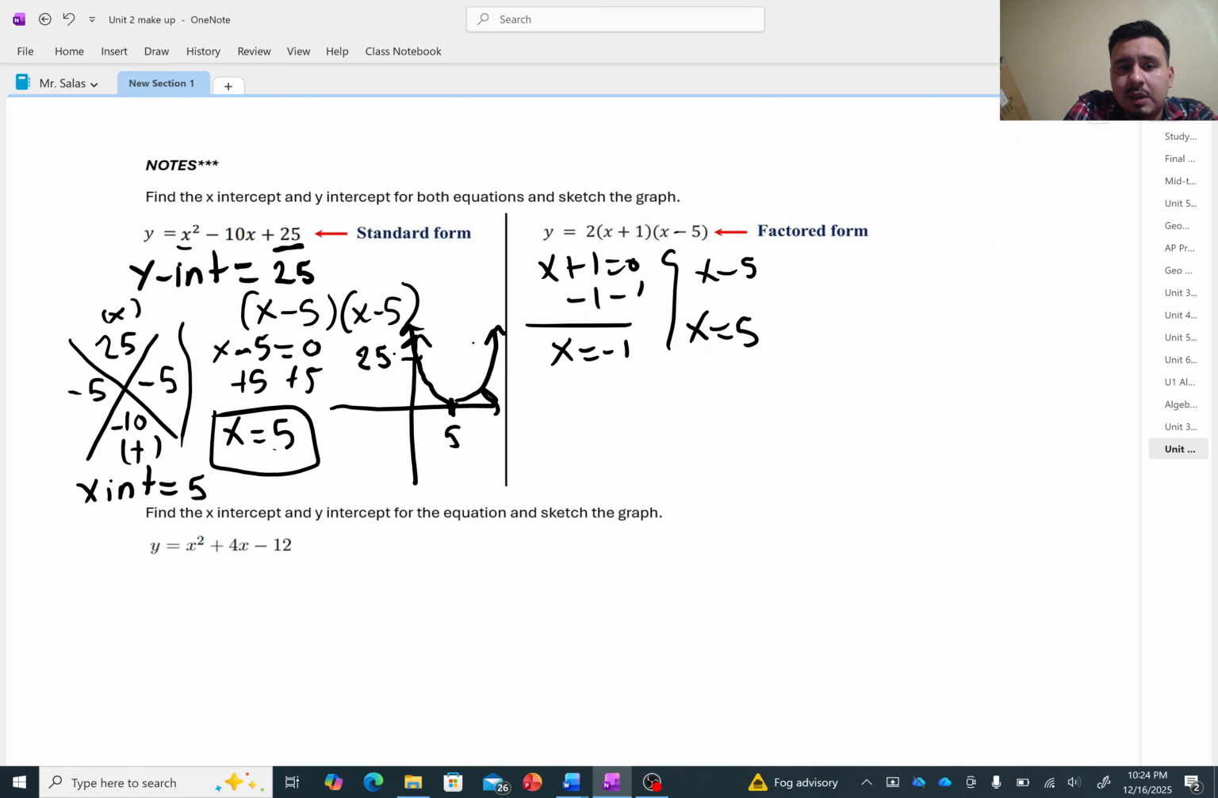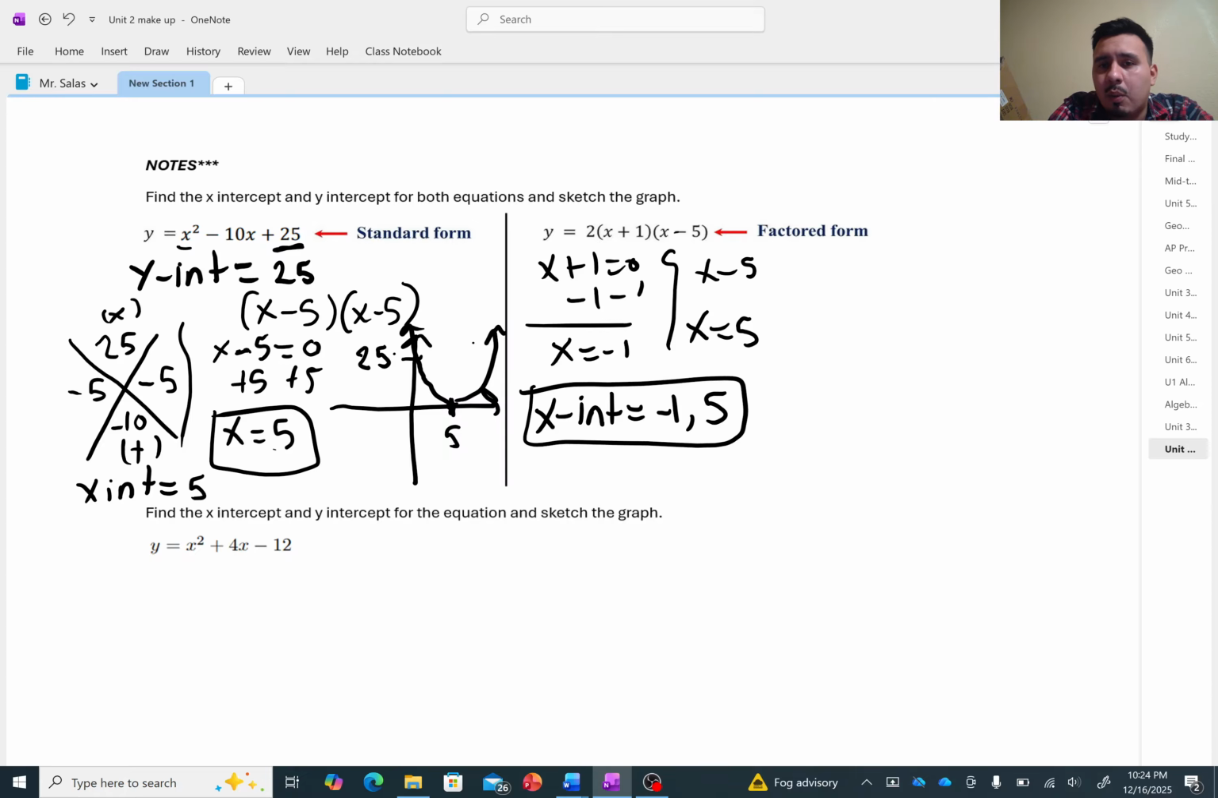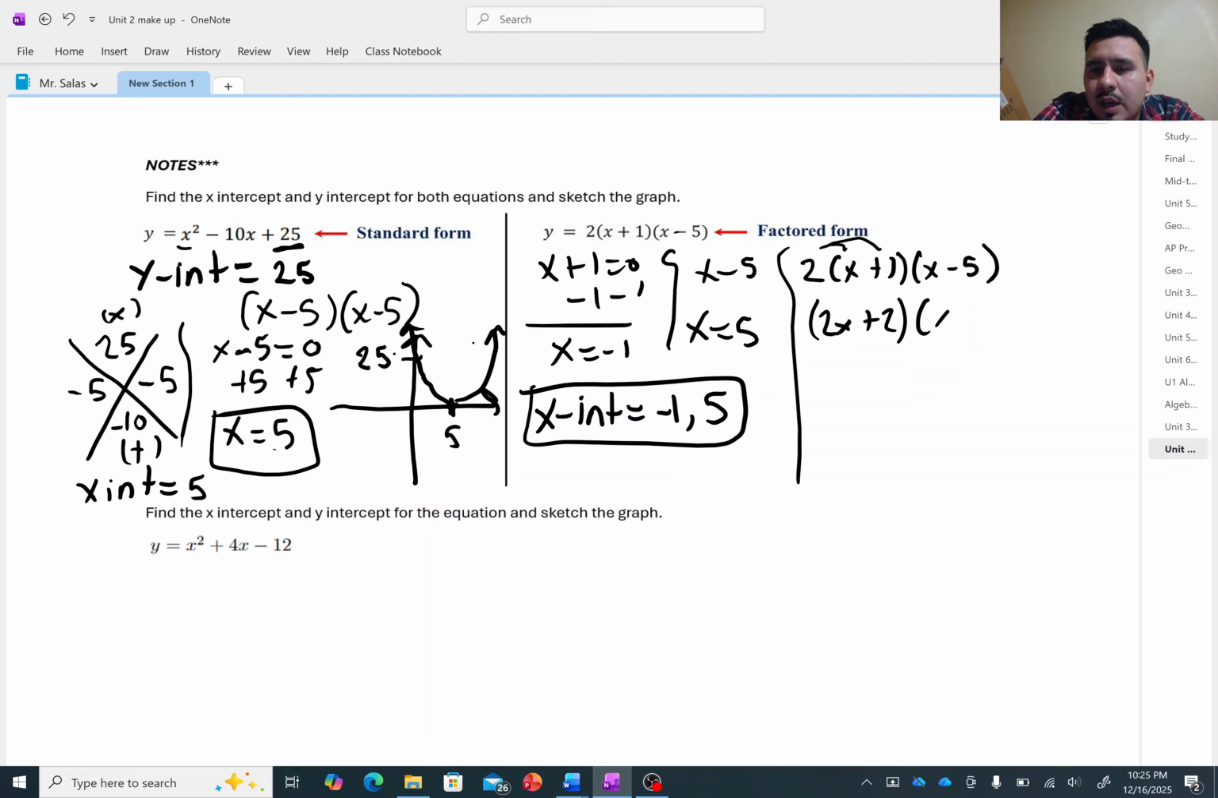So I have two x-intercepts. I have an x-intercept at -1 and +5. Those are my x-intercepts. What about my y-intercepts? Well, for my y-intercepts, I'm going to have to do some math here. I take the whole thing, so 2 times x plus 1 times x minus 5. And I'm going to start by distributing the 2. I'm going to distribute the 2, and I'm going to get 2x plus 2 times x minus 5.